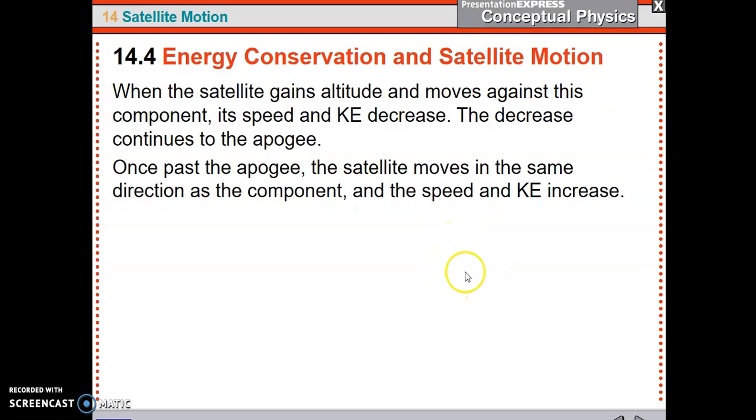When a satellite gains altitude and moves against this component, its speed and kinetic energy decrease. The decrease continues up to the apogee. Once past the apogee, the satellite moves in the same direction as the component, and the speed and kinetic energy increase.